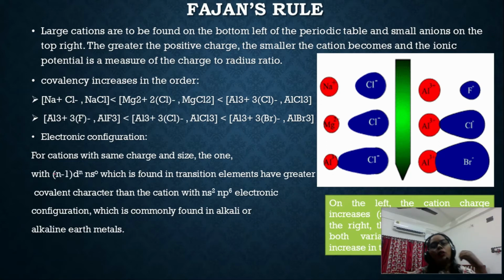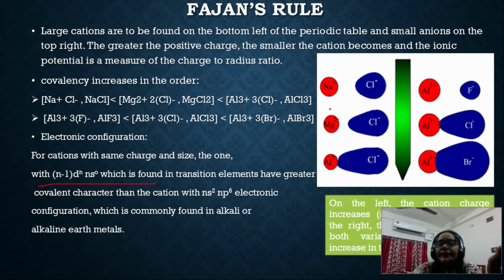And one more thing, the electronic configuration of the cation. If it is the inert gas configuration, that time the covalent character will be lower, because the inert gas ions have less tendency to attract the electron. Or if the cation has the pseudo inert gas configuration, that time the charge will be higher, distortion will be higher, and covalent character will be higher.